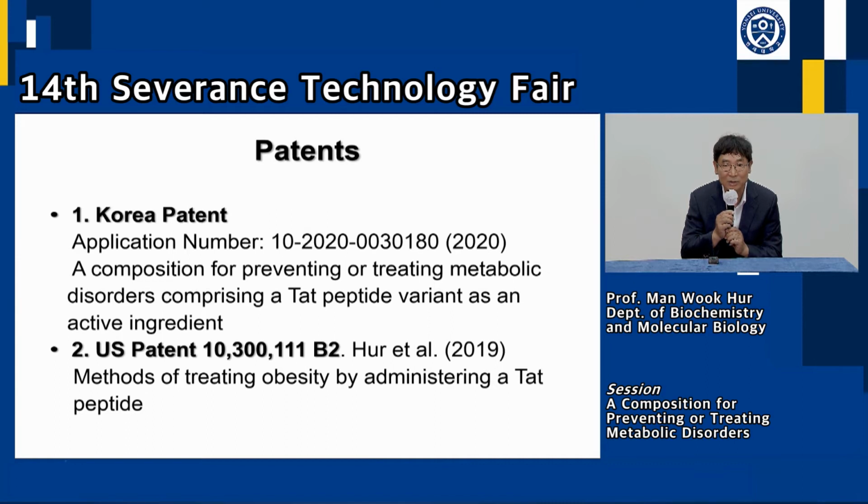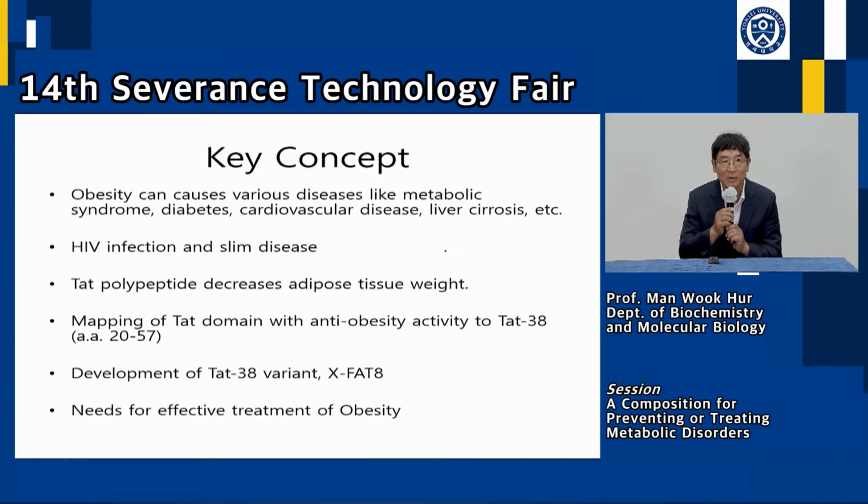Here's the key concept. From the disease standpoint, obesity is serious as it causes accumulation of additional lipid in the body and causes high blood pressure, cardiovascular diseases, and metabolic disorders such as hepatic cirrhosis and diabetes. Another reason we're interested in this study is the idea that slim disease, oftentimes found in African populations, is caused by viral infection, like HIV infection.